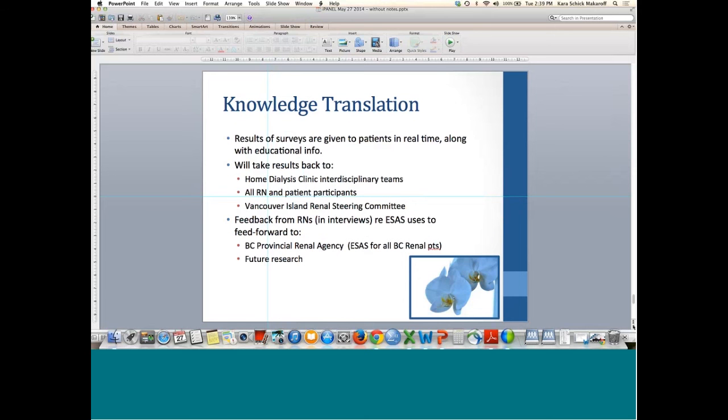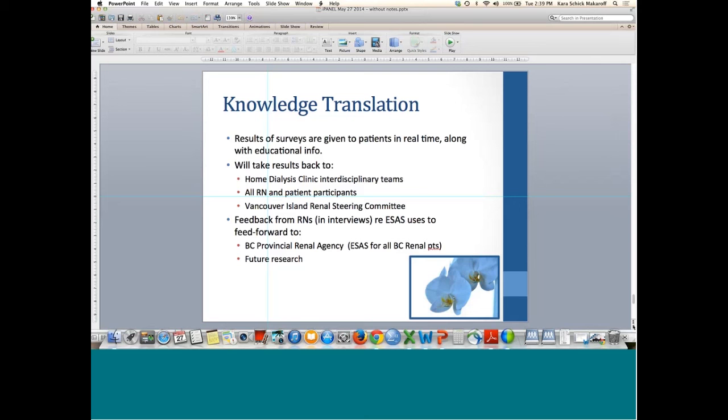And so this is actually my last slide. In looking at KT, knowledge translation, of now and then into the future. So the results of the surveys are given to the patients in real time, but one of the websites that I'm using also allows me to access educational information for patients should they want it. So right there in the clinic, if patients say that they do want more information, then we print it and give it to them.